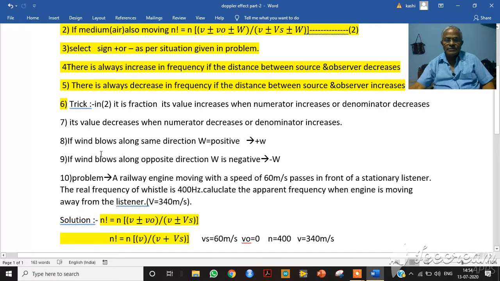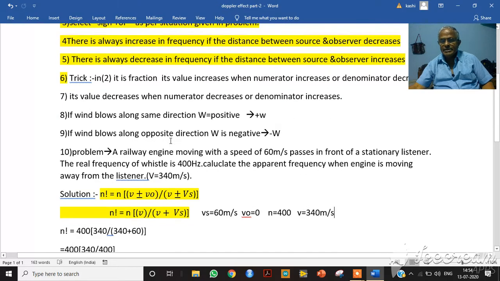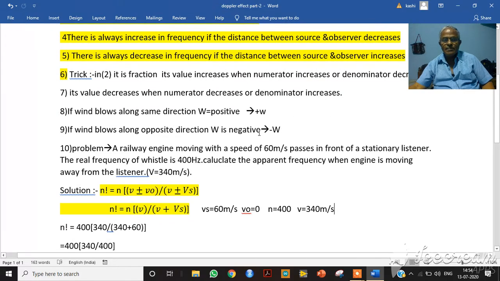You have to select the W sign like this. If wind blows along the same direction, you have to take W as positive. If it is blowing in the same direction, W is positive. If wind blows in the opposite direction, W is negative. You have to take minus W when wind blows in the opposite direction.